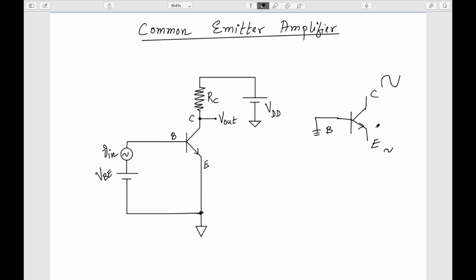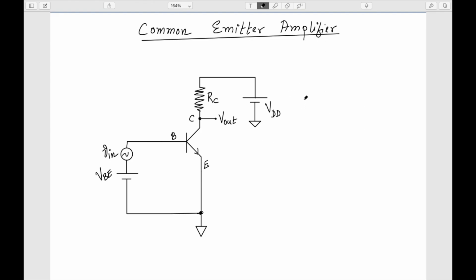So we will see three kinds of configurations. Of course, there are multiple options. I can provide input at the collector and see the output at the emitter as well, but those configurations are not very useful. The only useful ones are: input at the base and output at the collector, input at the base and output at the emitter, and input at the emitter and output at the collector. First we will discuss the common emitter amplifier, and once we know the basic principle of how this operates, understanding common collector will not be difficult.